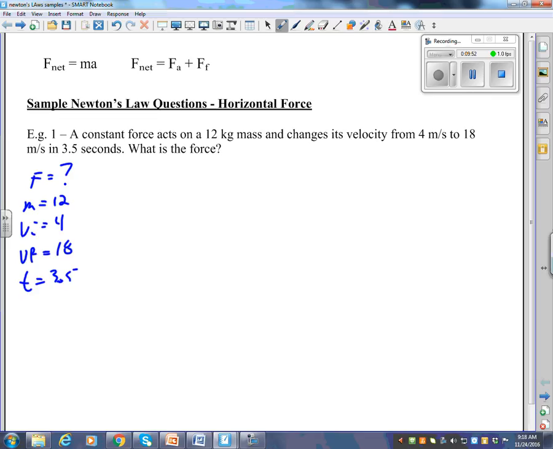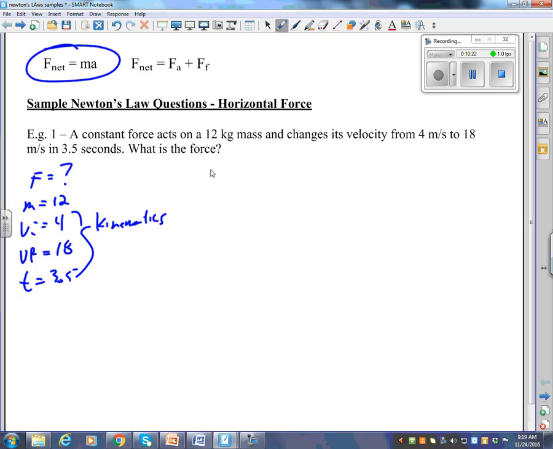So to solve this, we're going to end up finding the acceleration, right? VI and VF is 4 and 18. I call F net equals MA the bridging formula because it bridges from dynamics to kinematics. So all of this stuff here is kinematics, right? So we're going to have to go from that through F net equals MA to find the force.